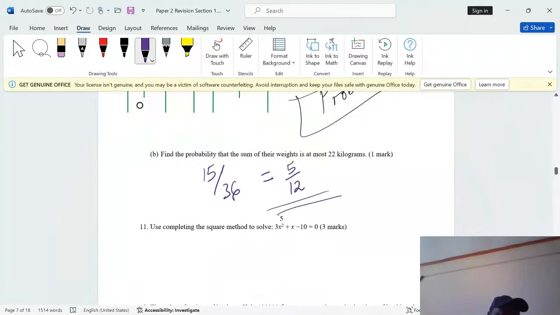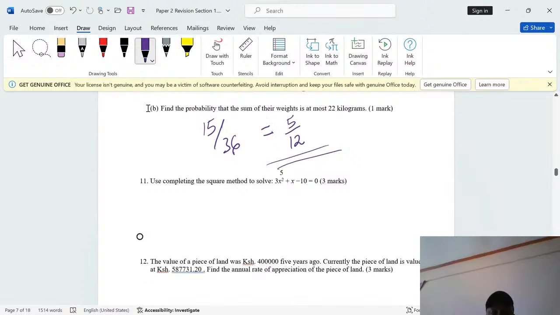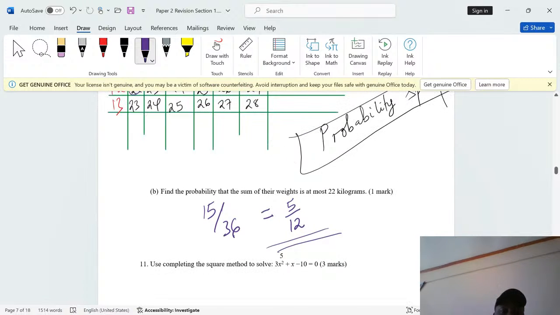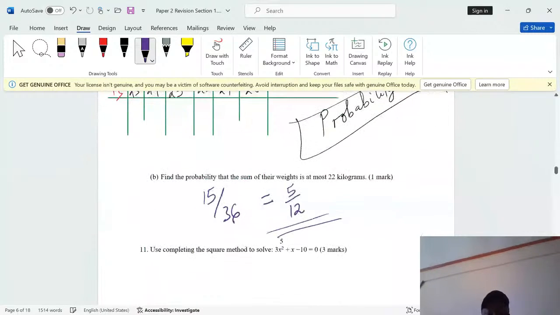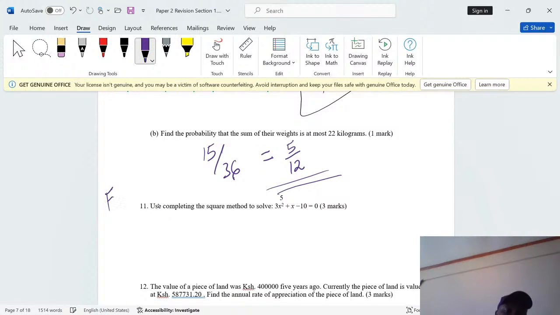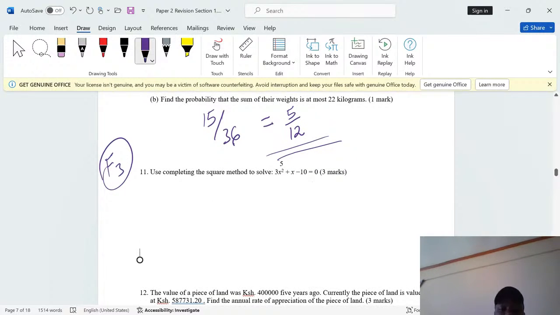Answer number 11, use completing the square to solve 3x squared plus x minus 10 equals 0. The first thing when using the completing the square method, probability is form 3. Equation of a circle was also form 3. Now we are talking about a form 3 topic again, the completing the square method, whereby the first thing is taking the constant to the other side.